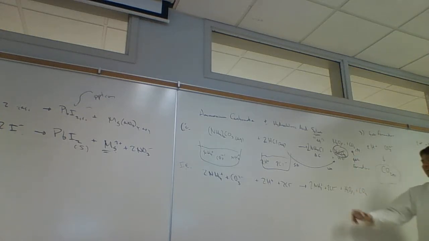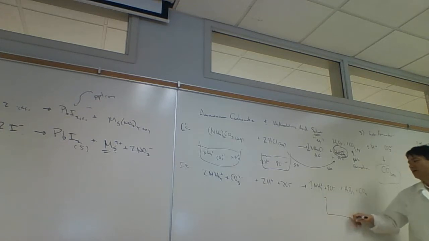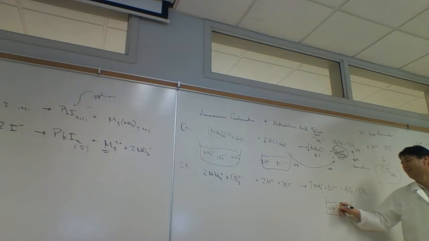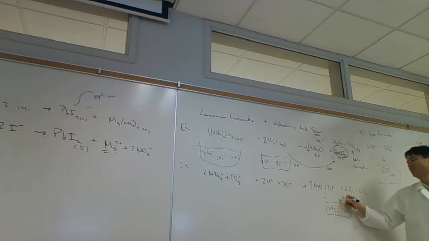And so what we're going to end up with in this beaker is this. We're going to end up with ammonium ions, 2 of them, chloride ions, and then what's going to happen to the CO2? The CO2 is going to bubble out as a gas.